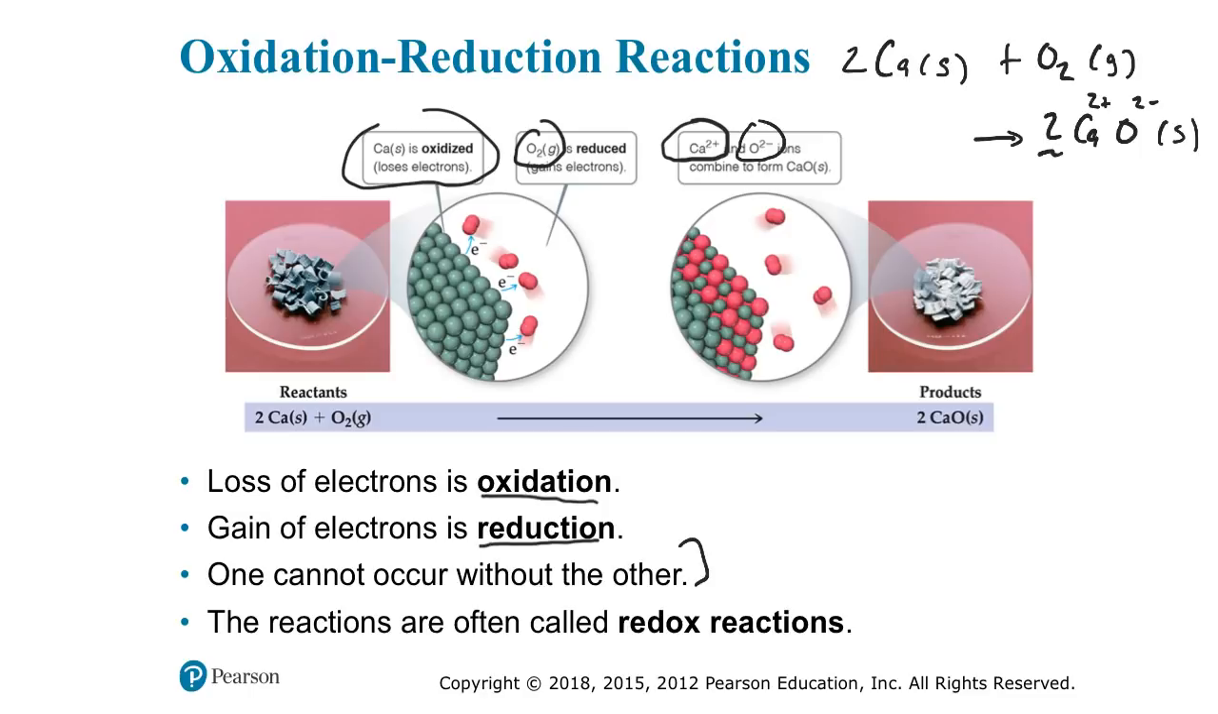Now substances are not just spontaneously losing electrons without there being something to gain them, and vice versa. You can't gain electrons out of midair. So these reactions cannot occur without each other. They have to occur in tandem. That's why we call these types of reactions oxidation reduction reactions, or sometimes for short just redox reactions.